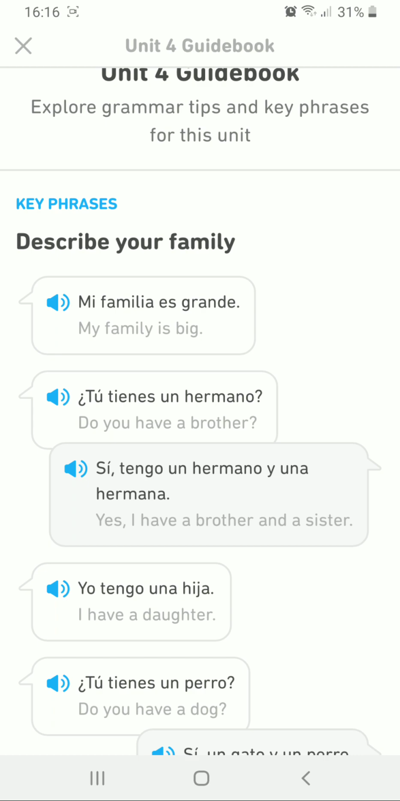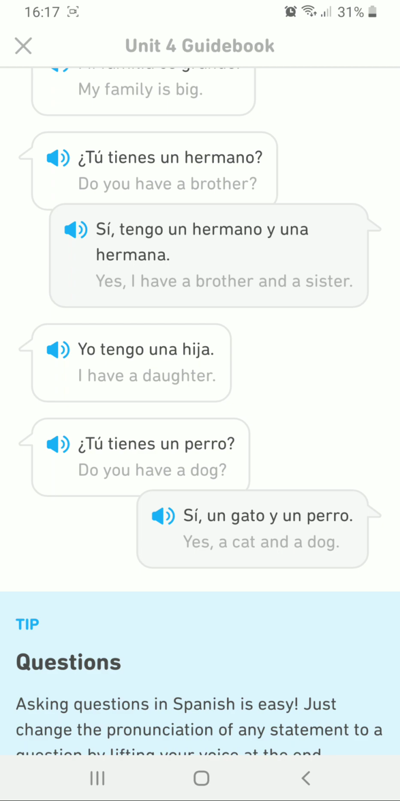¿Tú tienes un hermano? Sí, tengo un hermano y una hermana. So, hermano, brother, hermana, sister. And tengo, tienes, and so on. This is from the verb tener, conjugated to the first and second person. So, yo tengo, tú tienes. Yo tengo una hija, it's a daughter. Hijo will be a son. ¿Tú tienes un perro? It's a question. So, do you have a dog? Sí, un gato y un perro. Un gato, it's a cat, and a dog.